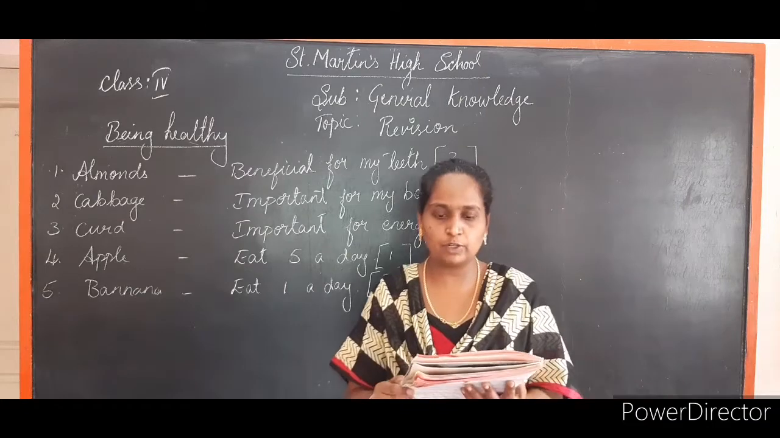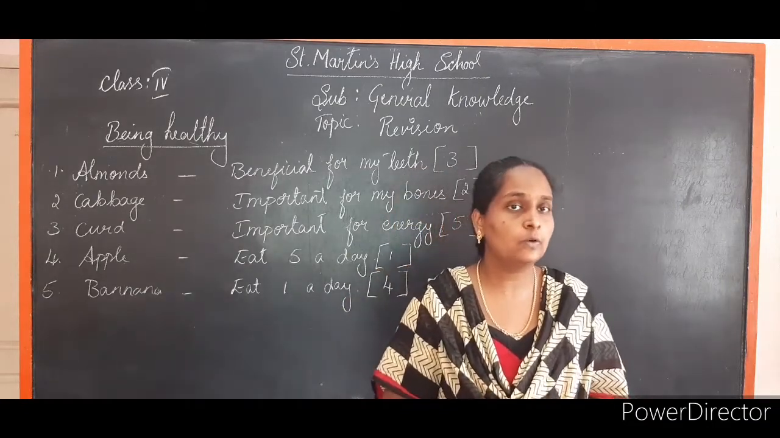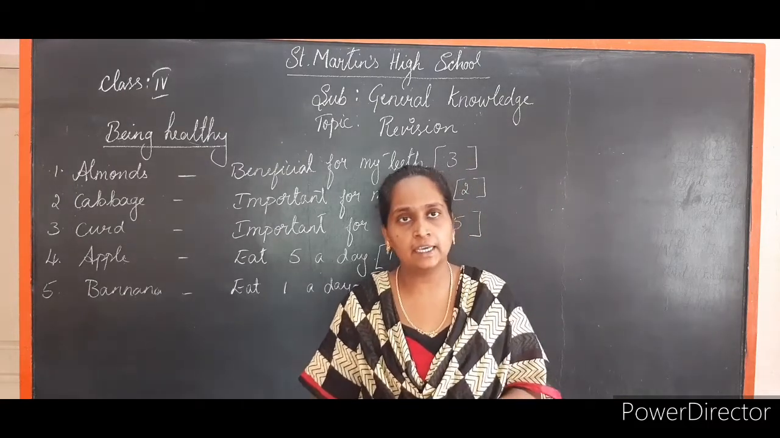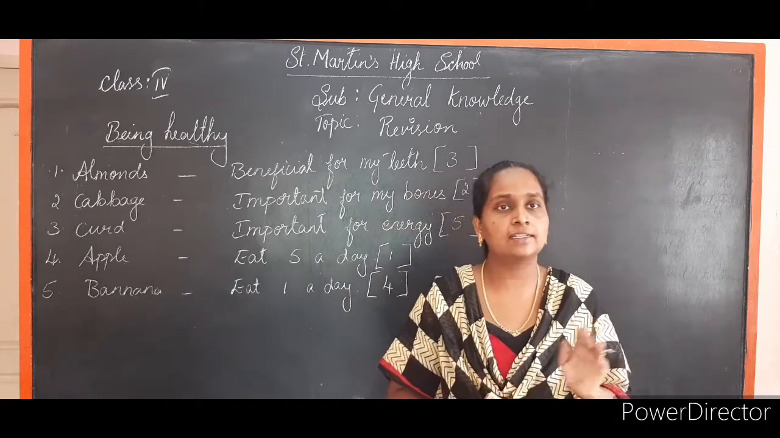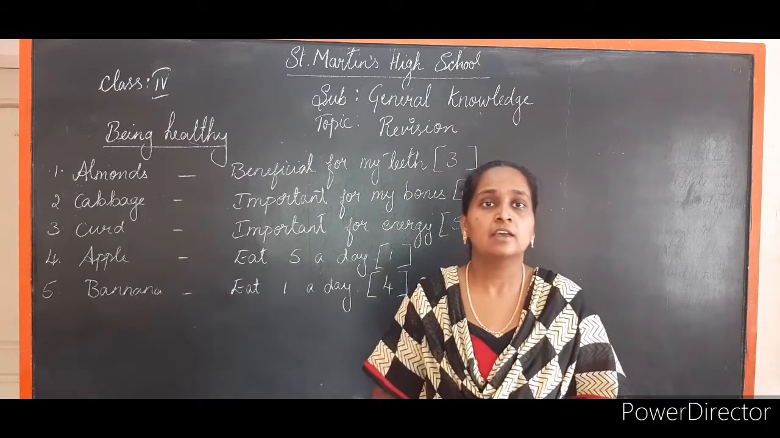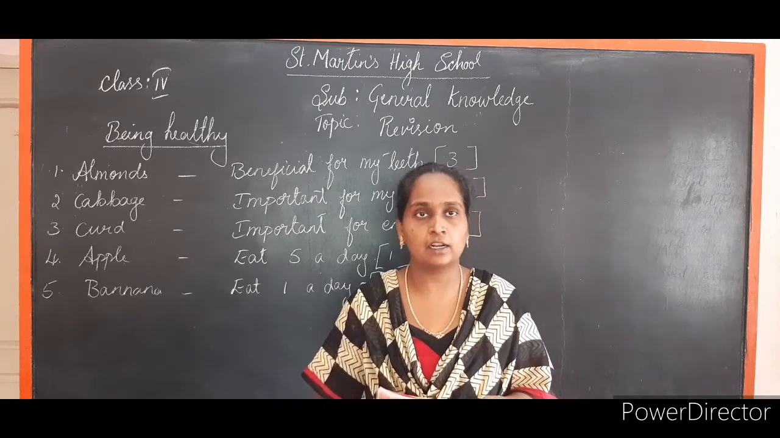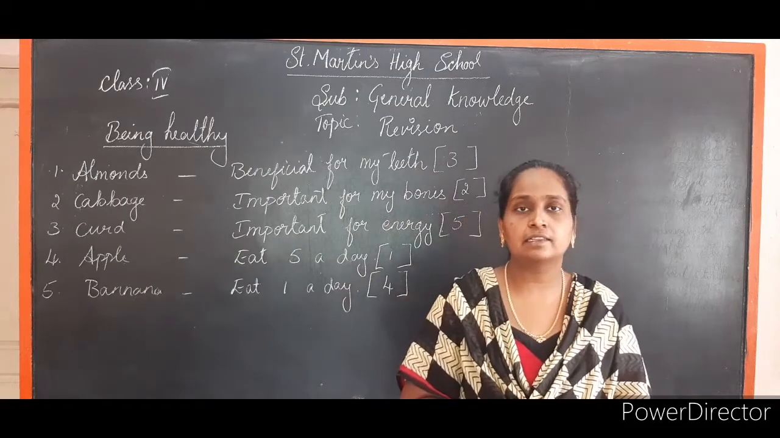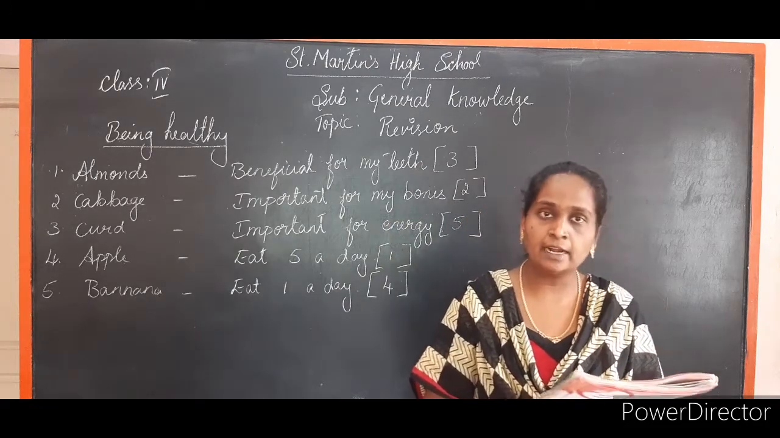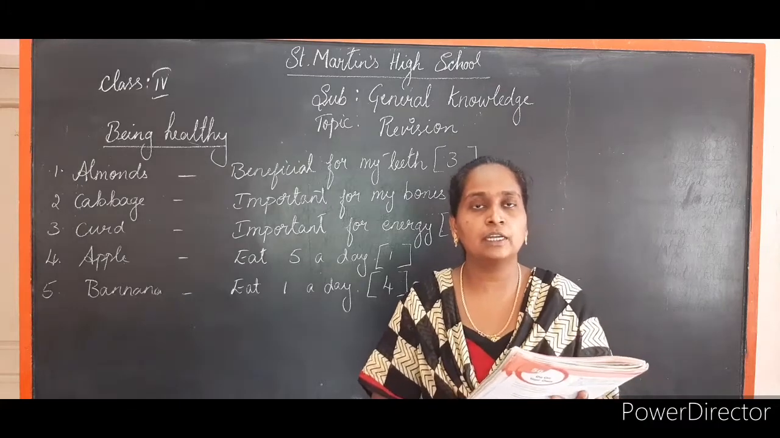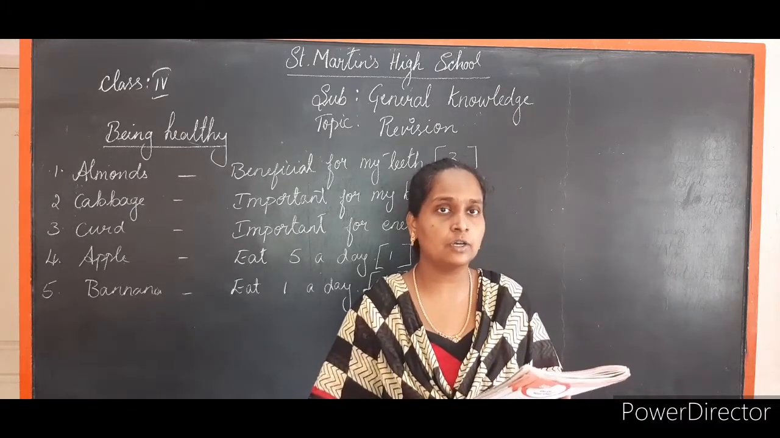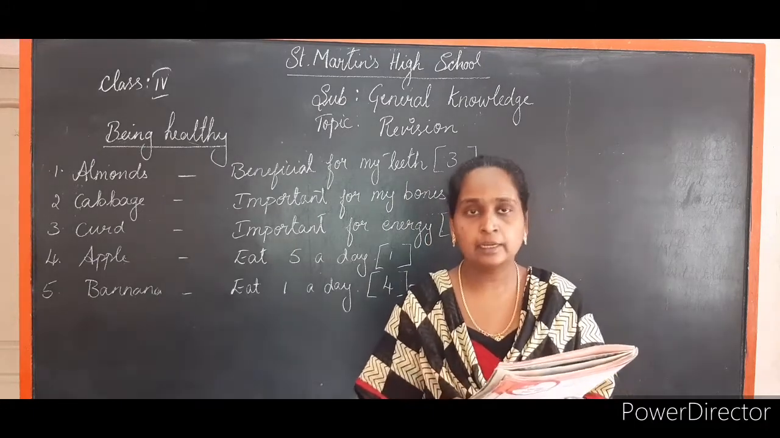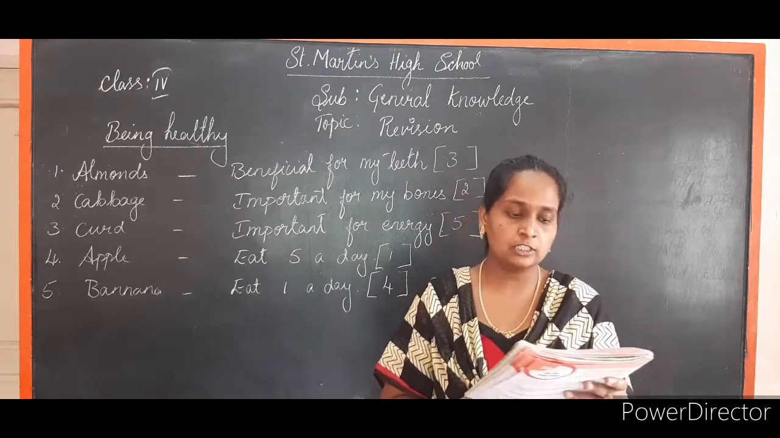Children, on page number 55, we have the topic about pollution. Okay, pollution is a process of making the water, air and land dirty and unsafe for health. Pollution means making the air, water and land dirty, that means unsafe for health. There are four kinds of pollution. What are the four kinds? Land pollution, water pollution, air pollution and then noise pollution.